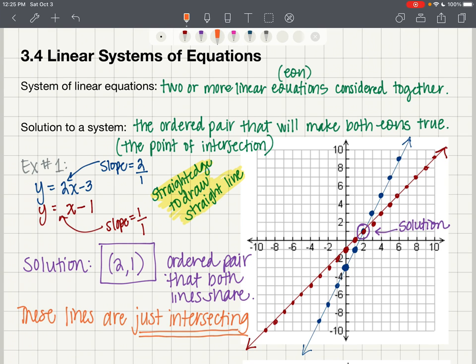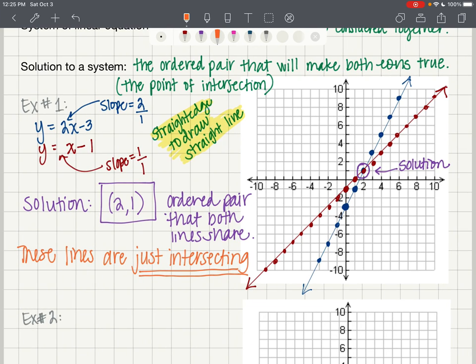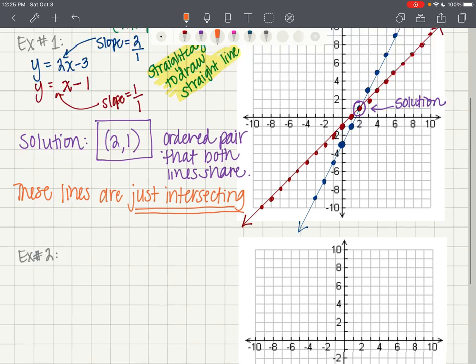We are going to come across some cases where it is interesting. This isn't too interesting, just two lines that intersect, and the point where they intersect is the solution.